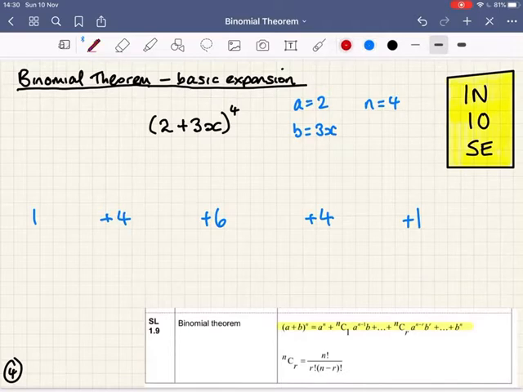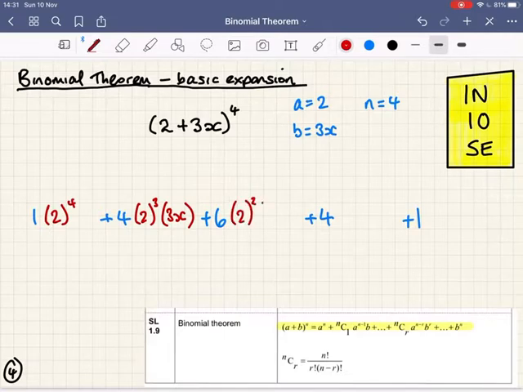So what I'm going to write in here is the first term, it's a to the power of n, in other words 2 to the power of 4. And then the next term, I'll have 2 to the power of 3 multiplied by my value for b, which is 3x. The next term, 2 to the power of 2 this time, and 3x, also all to the power of 2.